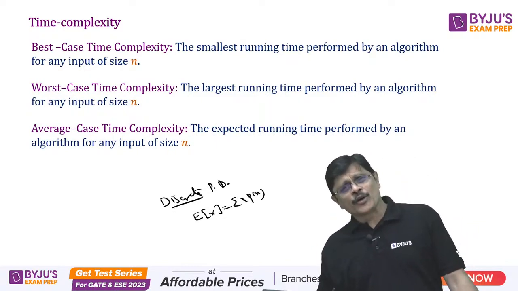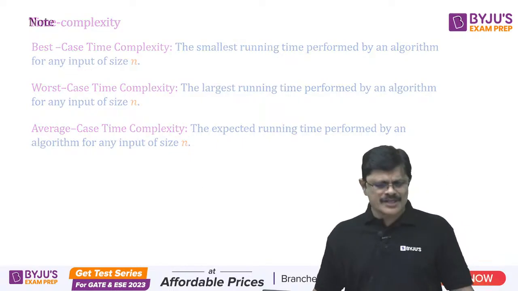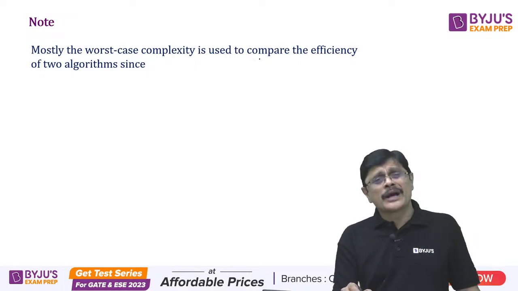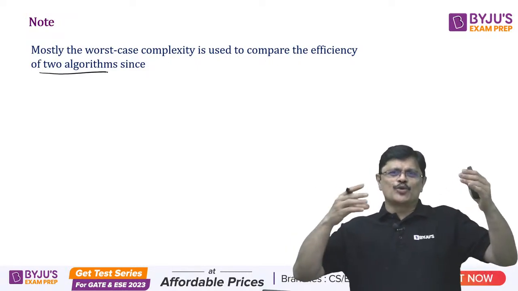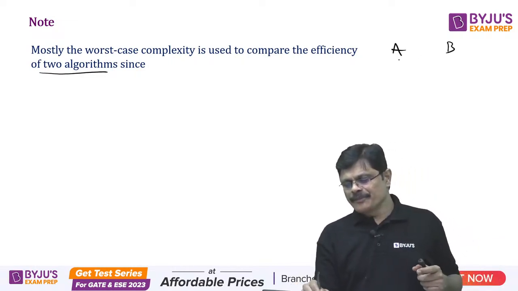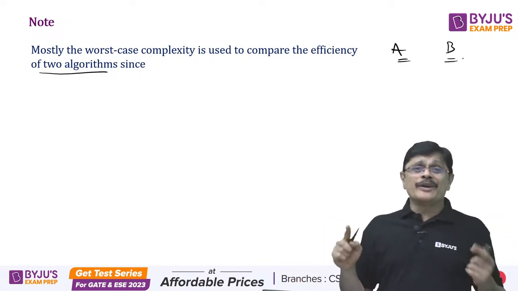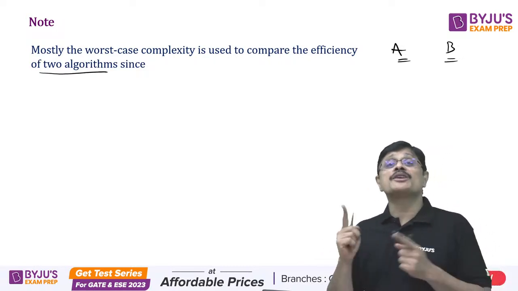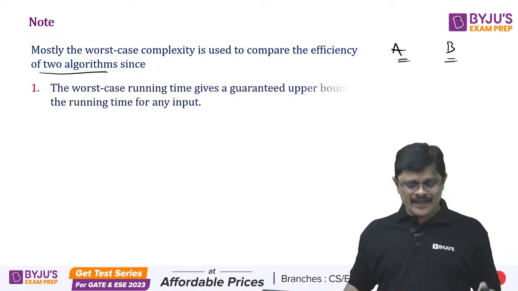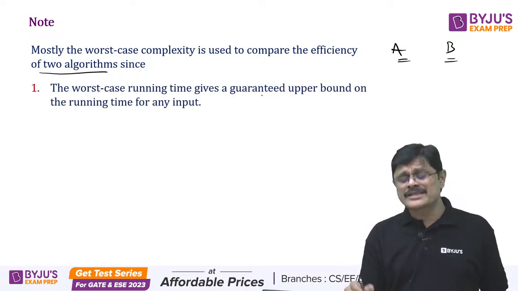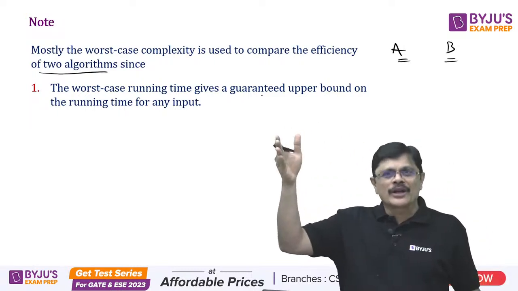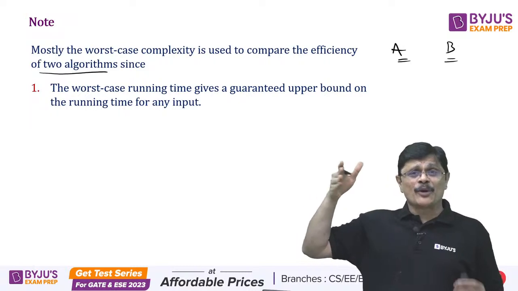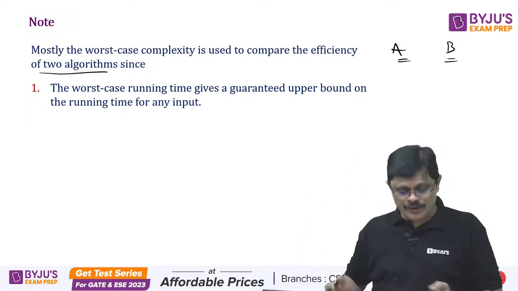For algorithms, we are mostly interested in worst case. Why, sir? Worst case time complexity is used to compare the efficiency of two algorithms. Suppose I have two algorithms, algorithm A and algorithm B. To check which one is better, we compare their worst case time complexities, not best case, my dear friends. Why, sir? Because worst case time gives a guaranteed upper bound. It cannot go beyond that. That is the maximum time. Am I clear? So it cannot go beyond that for any input.